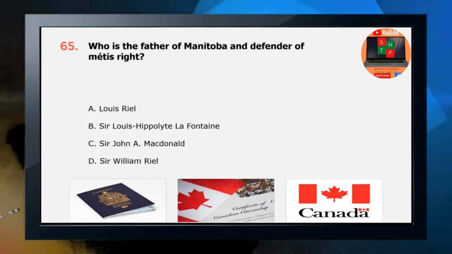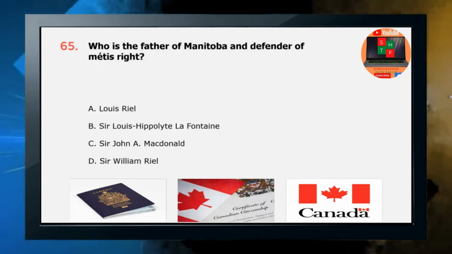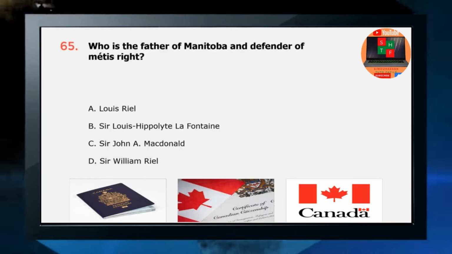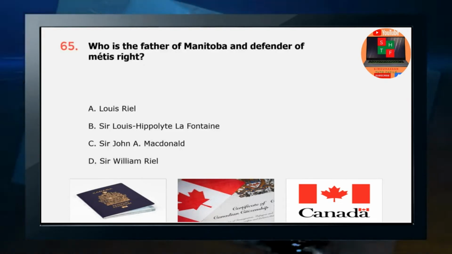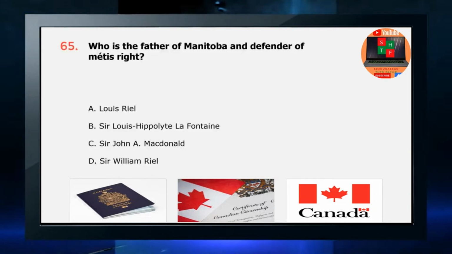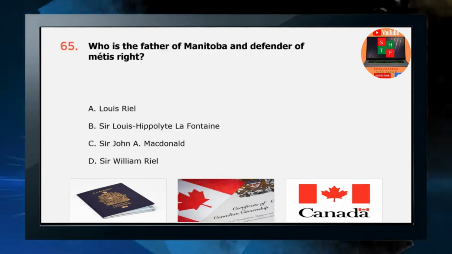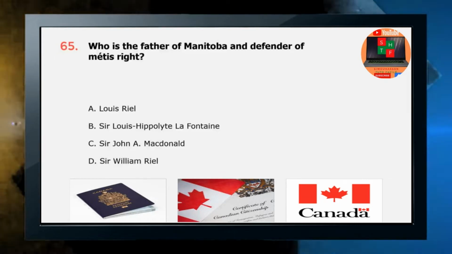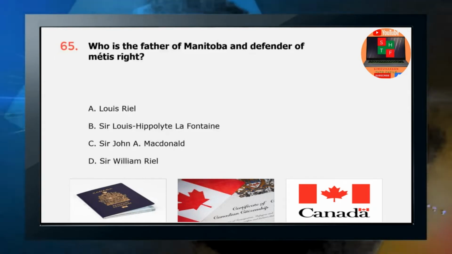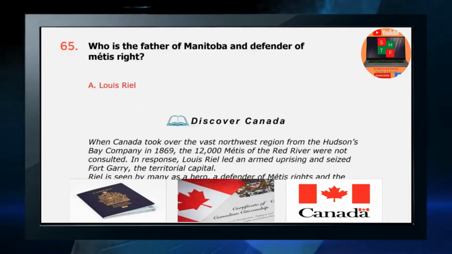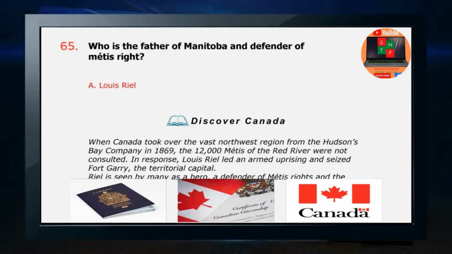Question 65. Who is the father of Manitoba and defender of Métis right? A. Louis Riel. B. Sir Louis Hippolyte Lafontaine. C. Sir John A. Macdonald. D. Sir William Riel. The answer is A. Louis Riel.